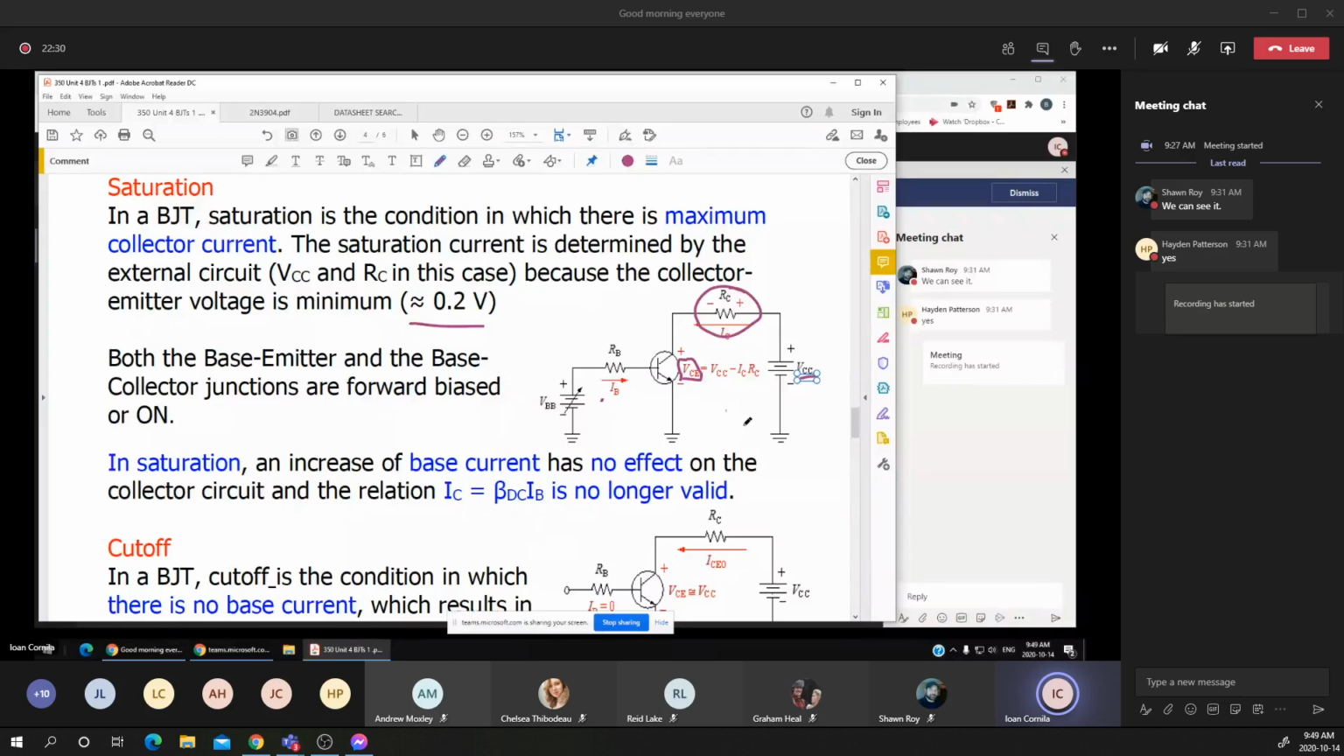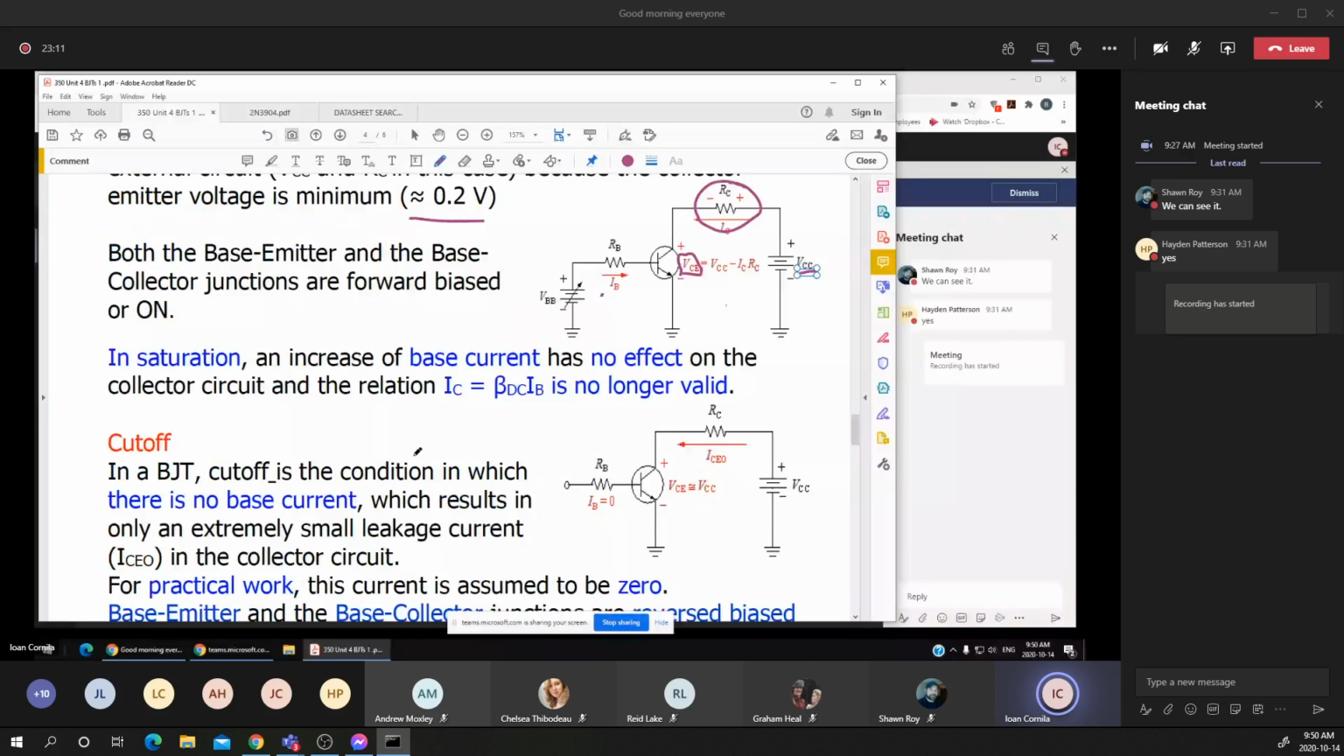Again, applying the KVL in the output loop, we determine that the VCC minus the drop voltage across the collector resistance is equal with the VCE. Again, we are making the assumption that the VCE is equal to 0, means that to determine the IC or the IC max, which is the saturation current, is the VCC divided by resistance RC.